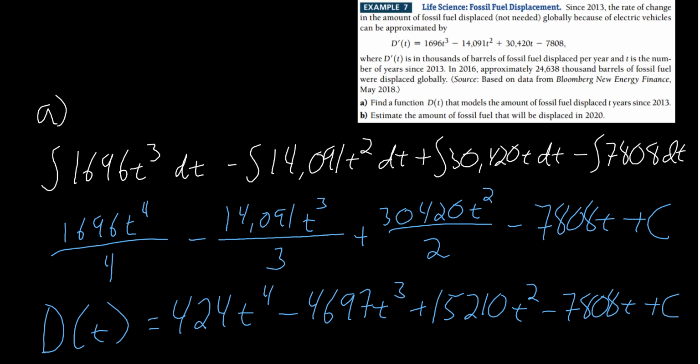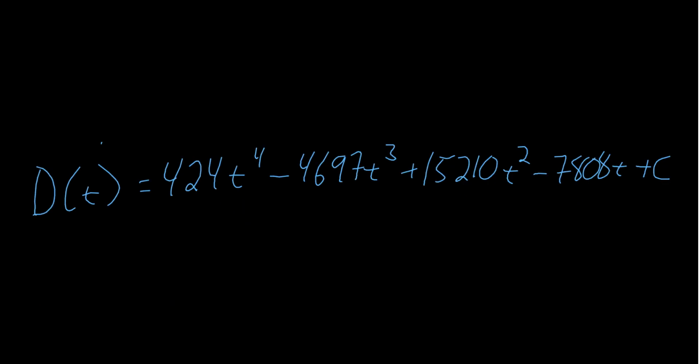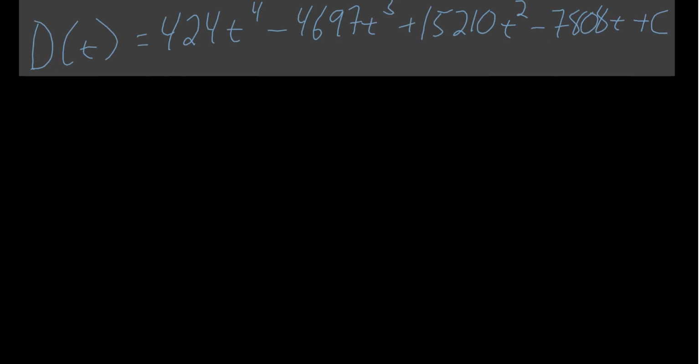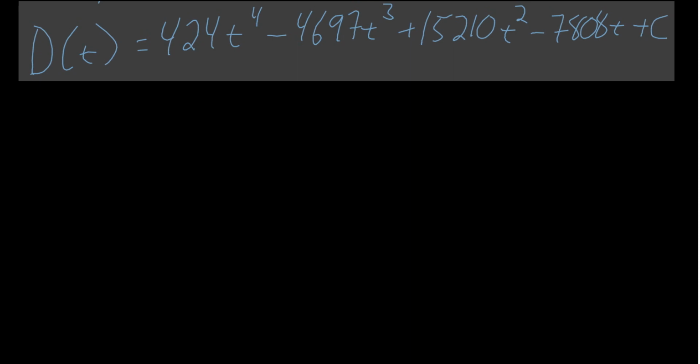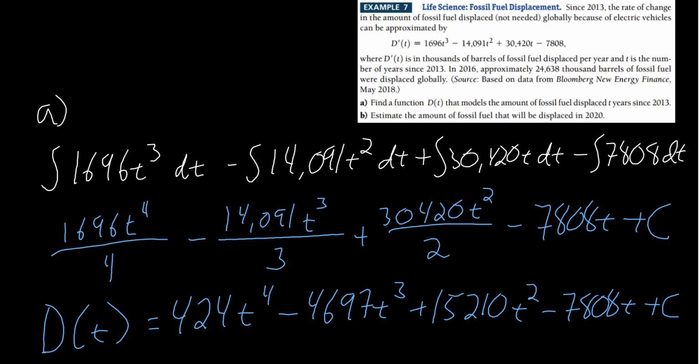Great, missed it. Try it again. All right, so this is our function. Okay, so that's our function, and what information were we given so we can figure out what c is? Well again, let's go back. We were told in the problem in 2016, which is again 3 years after 2013, so t is going to be 3, approximately 24,638,000 barrels of fossil fuel are displaced. So I'm going to put a 3 in for t and a 24,638 in for the capital D of t.